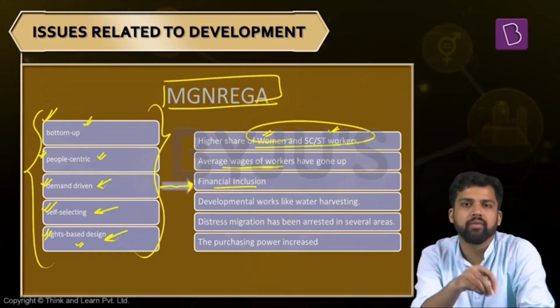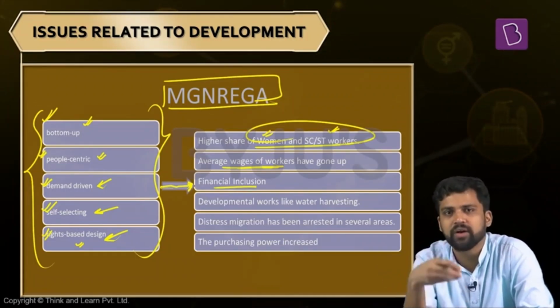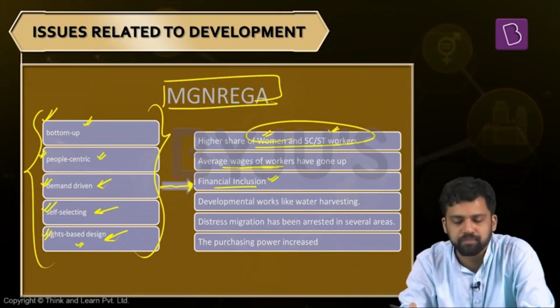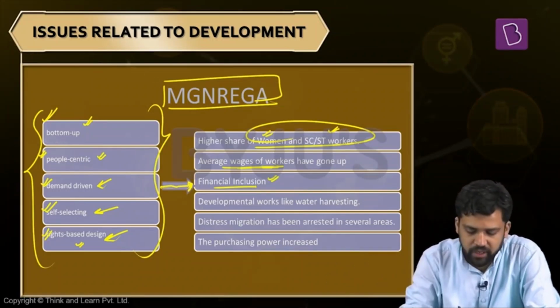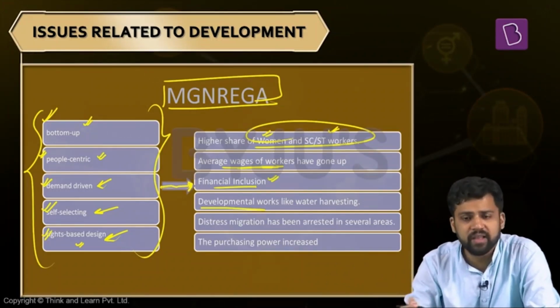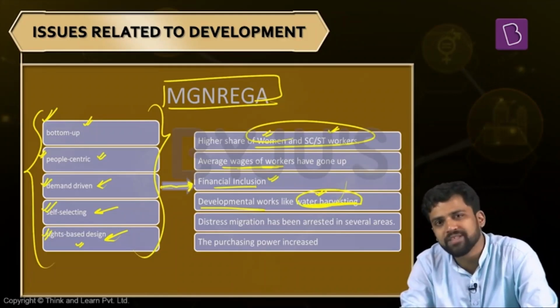How? All these NREGA salaries are channelized to banks and post offices. Because of which, again, people started opening bank accounts and post office accounts. So it is leading to financial inclusion of people. Not only are people getting benefited directly, indirectly also there are benefits. Under NREGA, different development projects are taken up. People work on different development activities, and some projects like water harvesting have been taken up. So it improves the water security of that region.